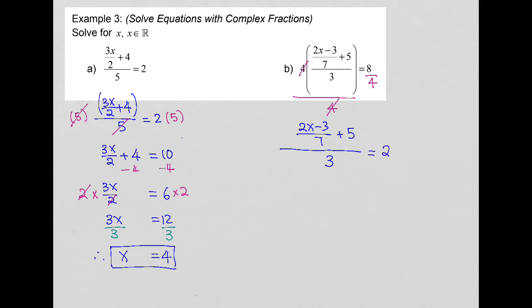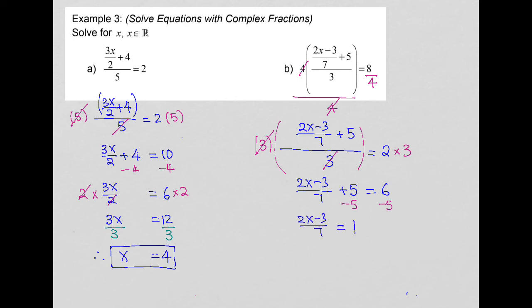Next, I want to remove the division by 3. So I times by 3, and 3 can divide by 3. So I'm left with (2x minus 3) over 7 plus 5 equals 6. And let's remove 5 on both sides by subtracting it. So (2x minus 3) over 7 equals 1.